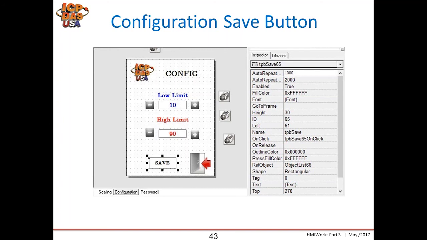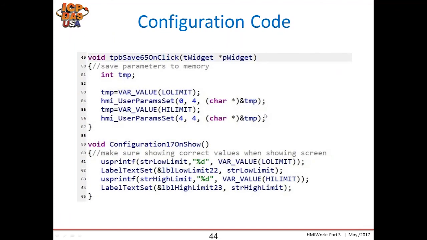On the configuration screen, we only need to put a Save button so that we can store the changed limit. The user memory has a limited cycle of read or write, so don't use this function to write to memory in loops or call it frequently. Otherwise, the memory will be full and it can be damaged.